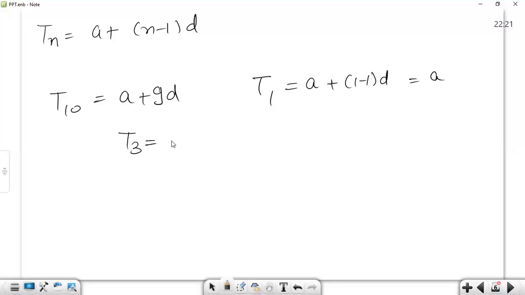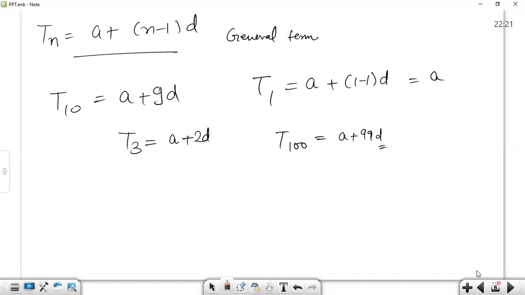What is the third term? A plus 2D. Yes. What is the 100th term? A plus 99D. Very good. So now we are ready to move on to the next topic. So this is how we are going to calculate. This is the general term.